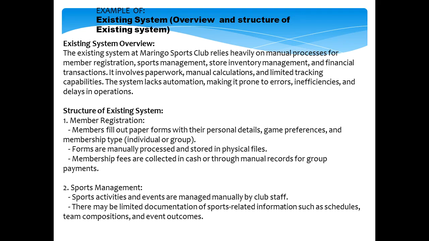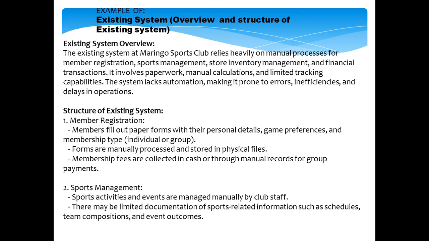This is an example. So we have the member registration. You must talk about member registration and others. So members fill out paper forms with their personal details, game preferences, and membership type, that is individual or group. Forms are manually processed and stored in physical files. Membership fees are collected in cash or through manual records for group payment. So here you see the existing system structure is that you fill a form, that is a paper. We are talking about the manual. Remember the subtopic here is the existing system, overview of the existing system.